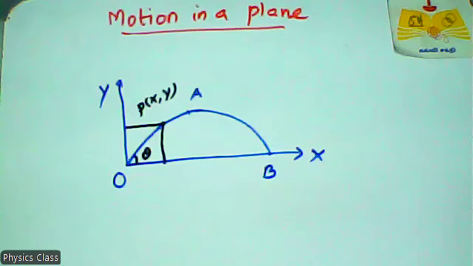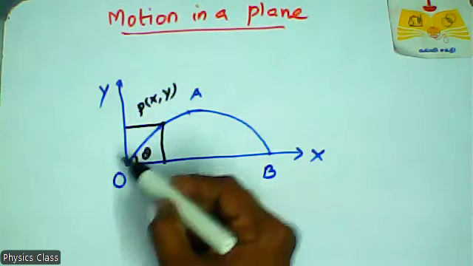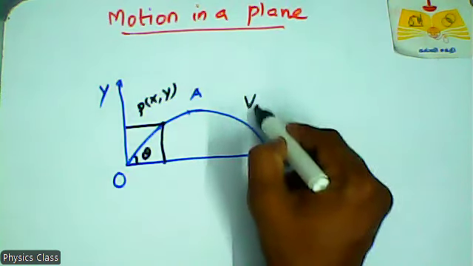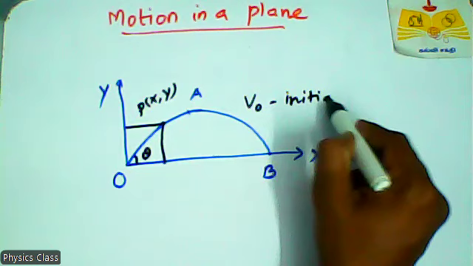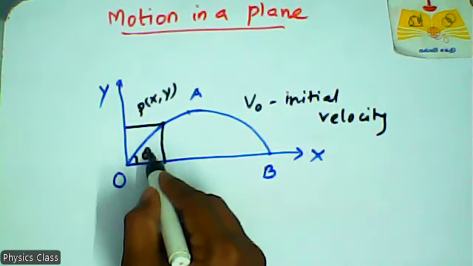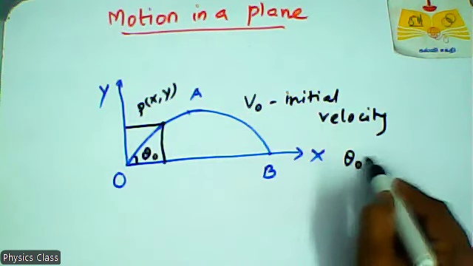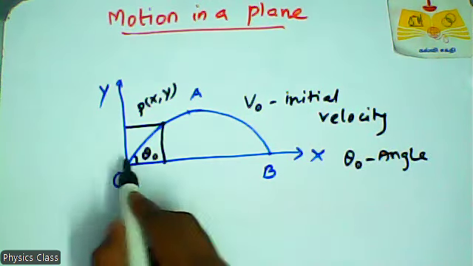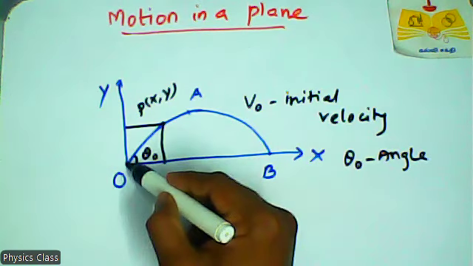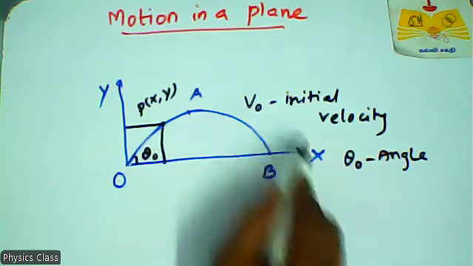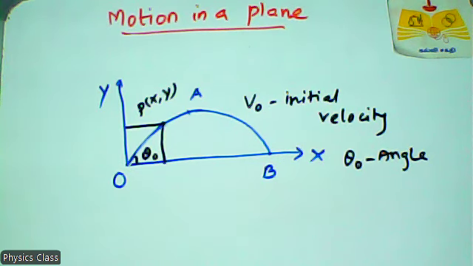All right. So let a body be projected with an initial velocity v naught, which means the initial velocity of the object, at an angle theta naught. This is the initial angle with the horizontal from the point O. The path of that body is called a trajectory. Already I told you, the path of the body is called trajectory.